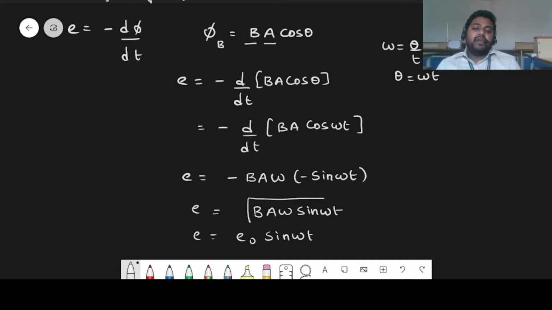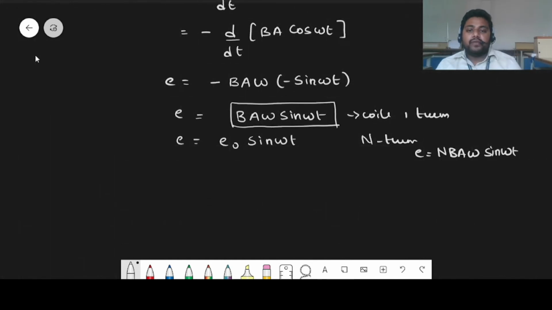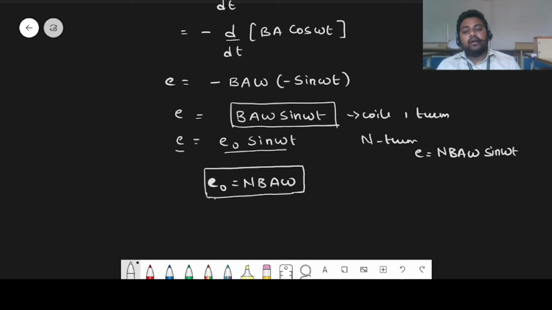Moreover, here we are considering that the coil has only one turn. Let's say if it has N turns, then the formula of EMF will become N B A omega sine omega t. So from that, you can write E naught as NBA omega. That means this EMF is induced in that current carrying circular coil, or closed coil, because it is kept in a changing magnetic field.